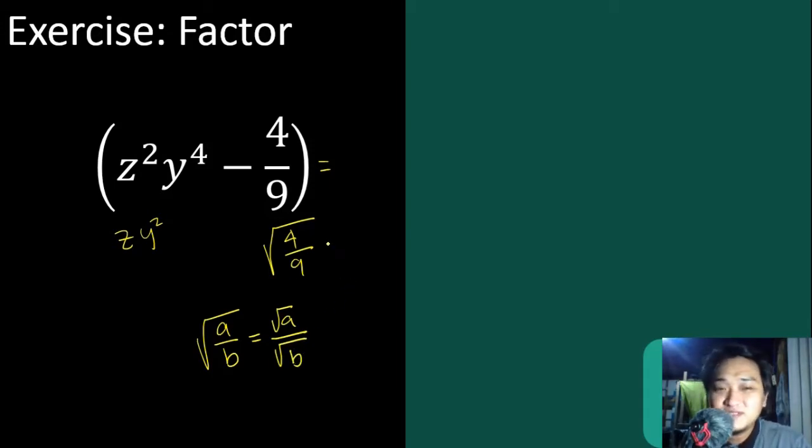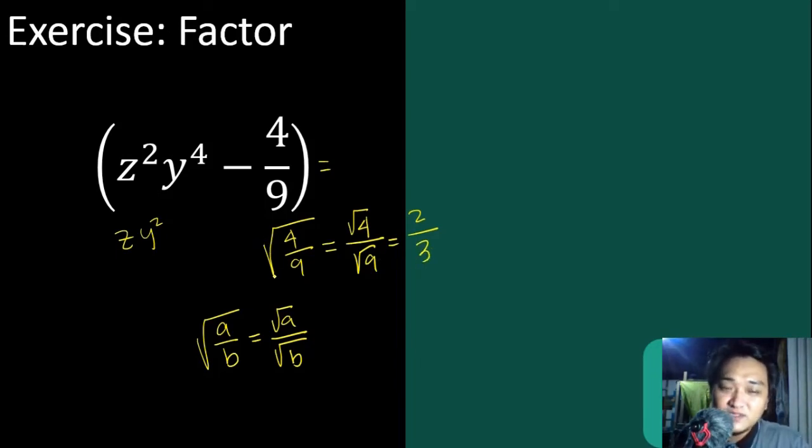Ayan. So, in this manner, for us to get the square root of 4 over 9, ang gagawin lang natin, kunin natin yung square root ni numerator, kunin natin yung square root ni denominator. So, square root of 4 over the square root of 9. So, what will be the square root of 4? The square root of 4 is 2, and the square root of 9 is 3. Sa makatuwid, the square root of 4 over 9 is 2/3.